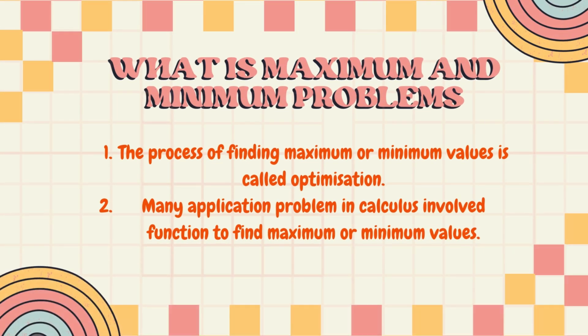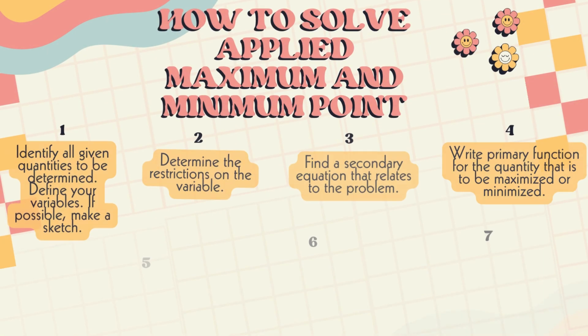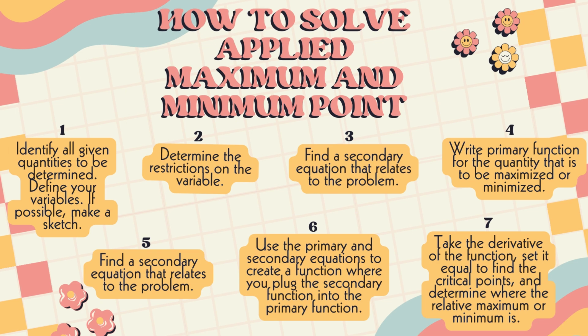What is a maximum and minimum problem? First, the process of finding a maximum or minimum value is called optimization. Many application problems in calculus involve a function for which we need to find the maximum or minimum value. So how do we apply maximum and minimum points?